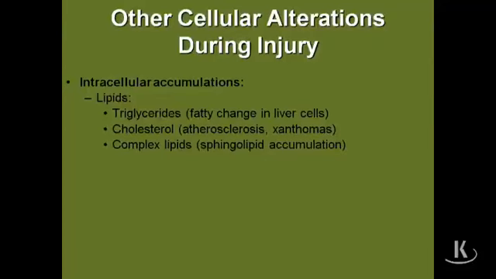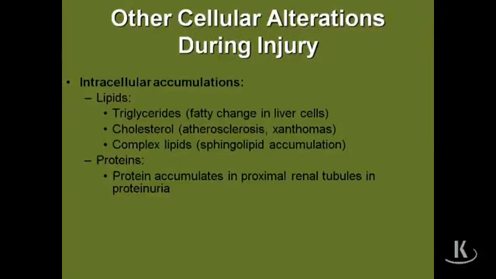Then there are things that accumulate. We think of complex lipids like sphingomyelin or sphingolipid accumulation. Think of the disease Niemann-Pick, where you can't break it down and it accumulates in the cells and neurons as well as macrophages. And we'll get to that when we talk about the genetic disorders of lysosomal storage diseases.